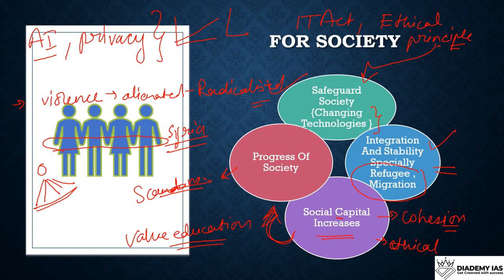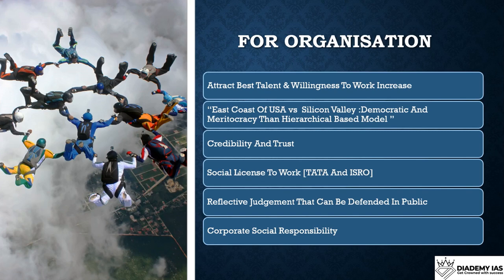Happy society, happy nation, just like happy wife, happy life. So I think certainly India can learn from the Scandinavian countries and what they do, and we can inculcate it in our own society. So the positive effects of ethics on society we have seen lead to four things: the society is safeguarded from the changing technologies, there is integration and a stable society, people help each other and social capital increases, and then there is progress of society. Okay, let's see for organization.